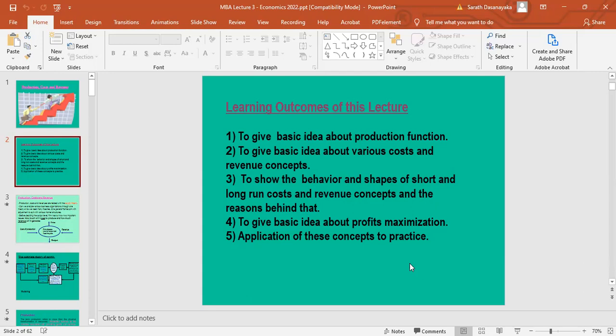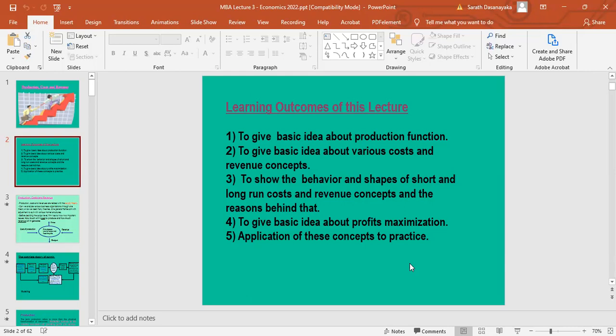Second, to give a basic idea about the various cost and revenue concepts. In economics we learn very many costs: fixed cost, variable cost, total cost, average cost, marginal cost. And we have to see the cost analysis with respect to time period. It can be short run, long run, or a very long run.